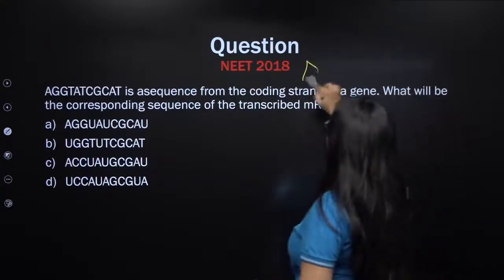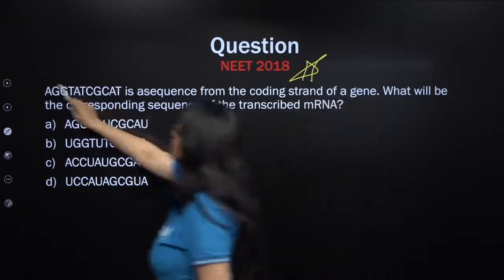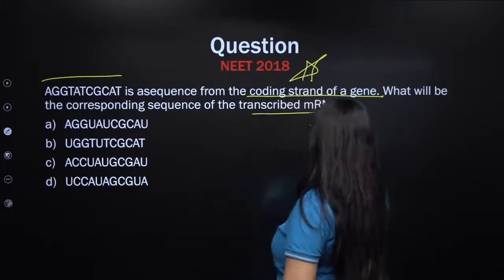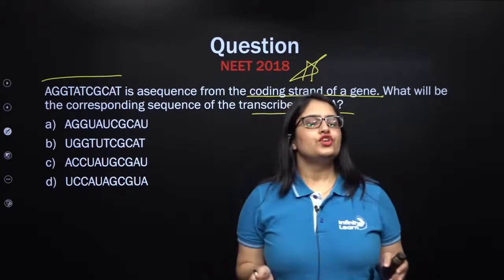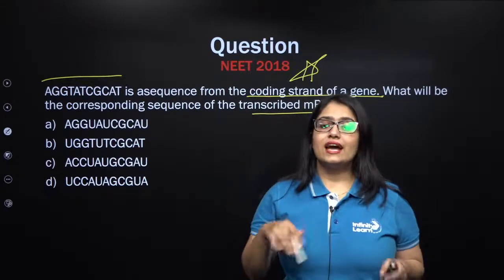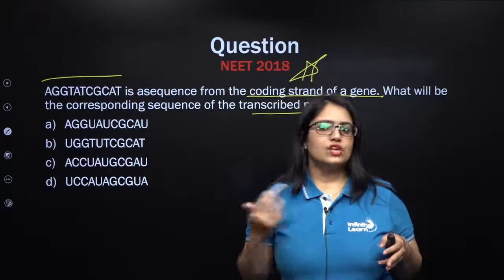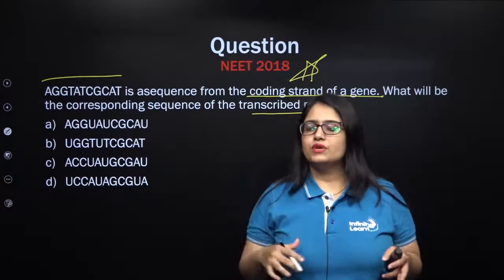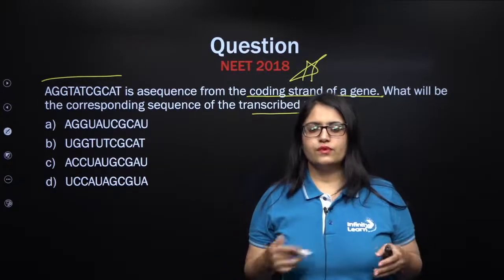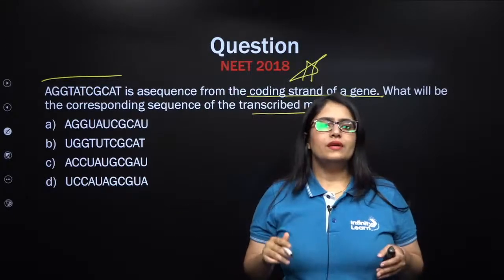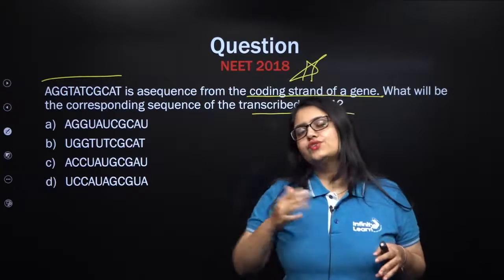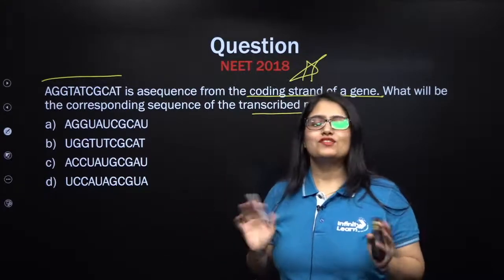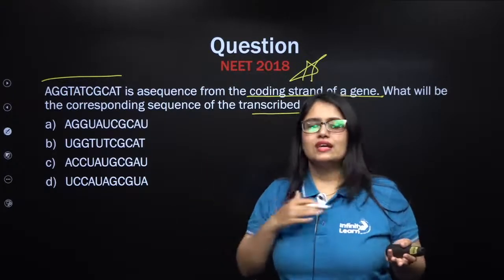Next question, NEET 2018. This is the sequence of nucleotides from the coding strand of a gene. Which of the following is the corresponding sequence of the transcribed mRNA? Please remember, my dear students, in a transcription unit there is a template strand and there is a coding strand. The template strand participates in the transcription process, over which RNA polymerase is going to produce a new RNA molecule. But remember, the nucleotide sequence in the mRNA, or hnRNA primarily, will be identical to the nucleotide sequence in the coding strand, but it will be complementary to the template strand, because the sequence of nucleotides in the RNA molecule is decided using the complementary base pairing rule.